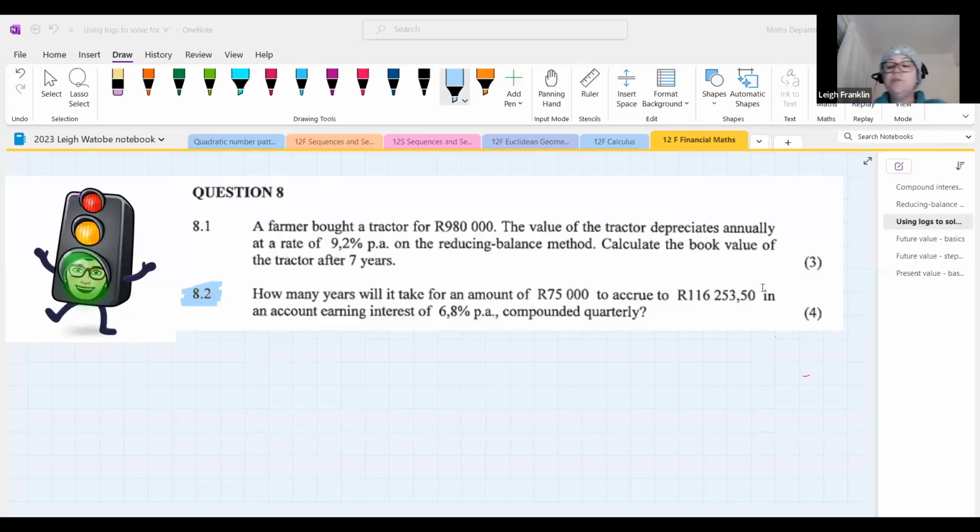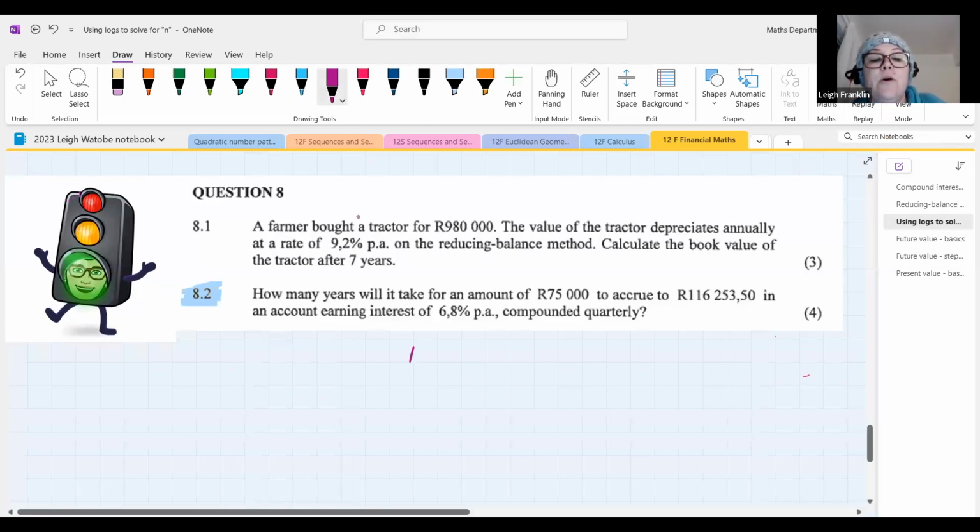So choosing the correct formula is very, very important. A equals P, 1 plus i to the n. I'm going to let you guys do this question. And when you are done, you can share your answers in the chat. You can DM me or Yolanda.